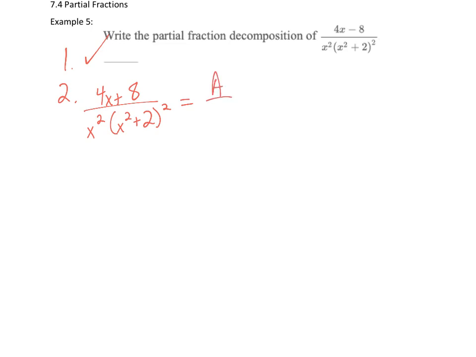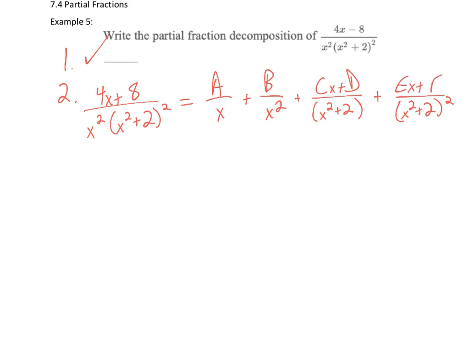So I've got A over x plus B over x squared. Those are both linear. X is linear, and then x is being squared. So both of those get just plain old constant numerators. These next two guys, x squared plus 2 and another x squared plus 2 squared, those both get linear numerators, Ex plus F. So again, a lot going on.